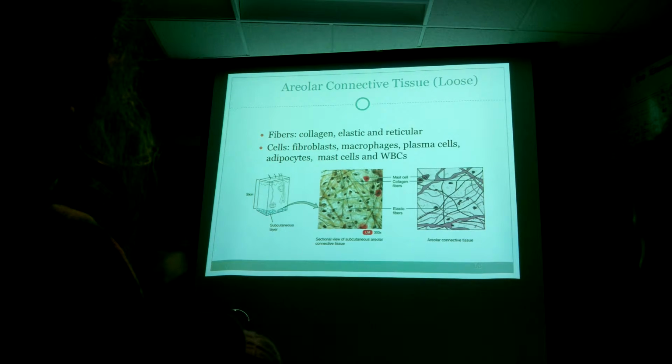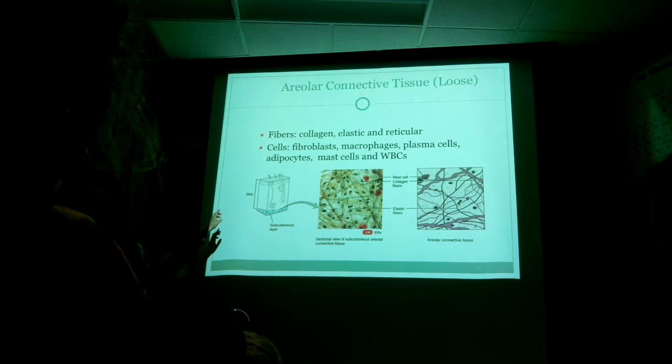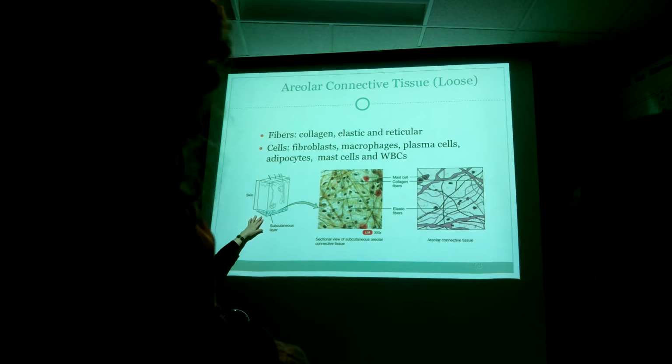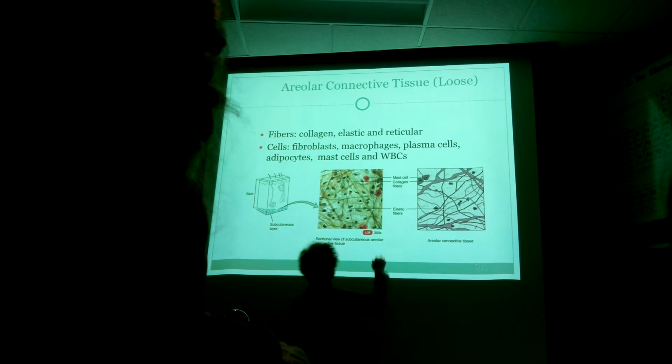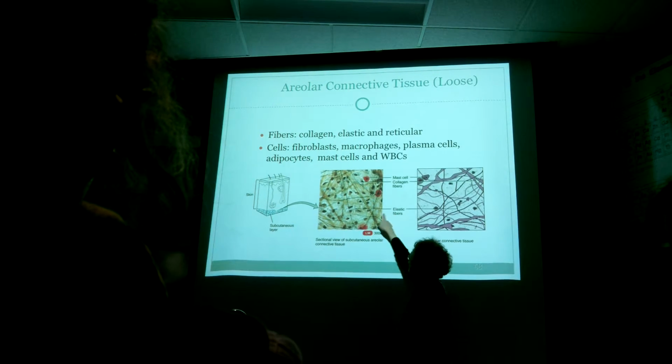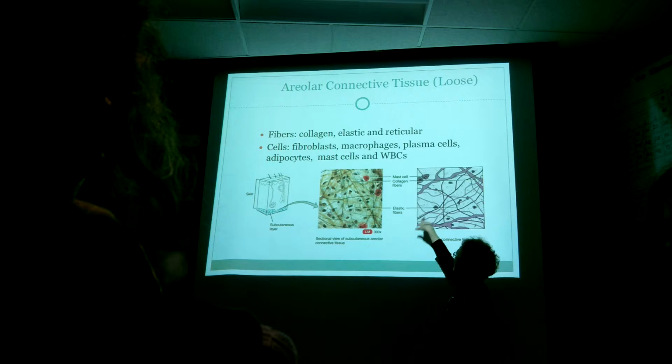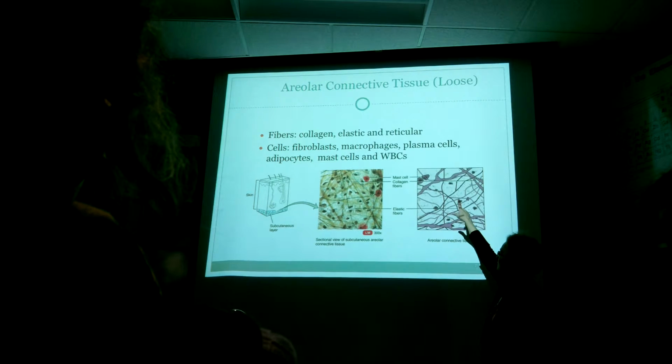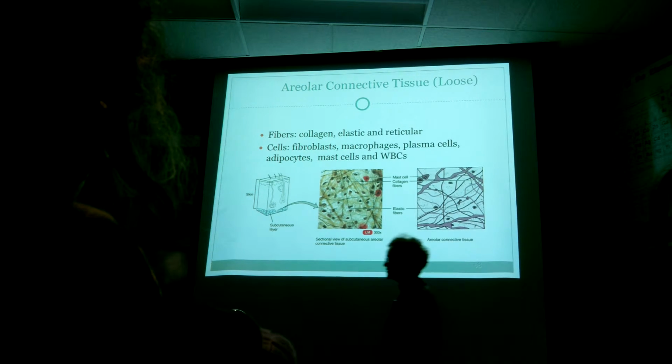Okay, so loose areolar tissue, loose connective tissue. It has collagen, elastic, and reticular fibers. These are the types of cells that you might find: white blood cells, plasma cells, adipocytes. The typical place we'd find this would be the subcutaneous section. Here you can see the cells, you can see the elastic fibers, and collagen, and then some mast cells. So you can see this.